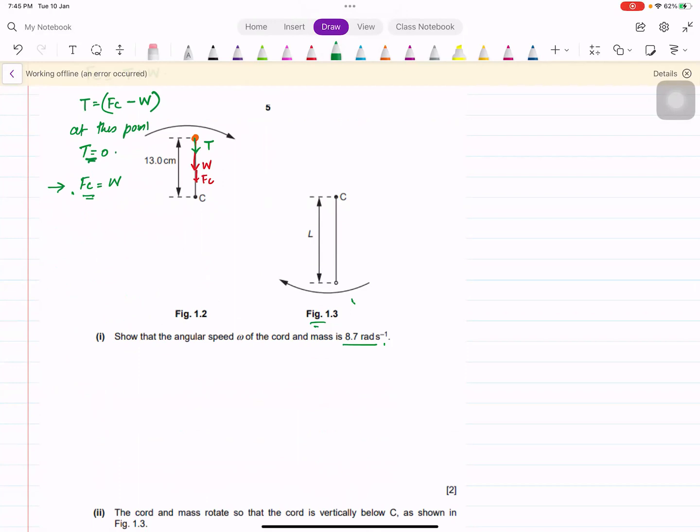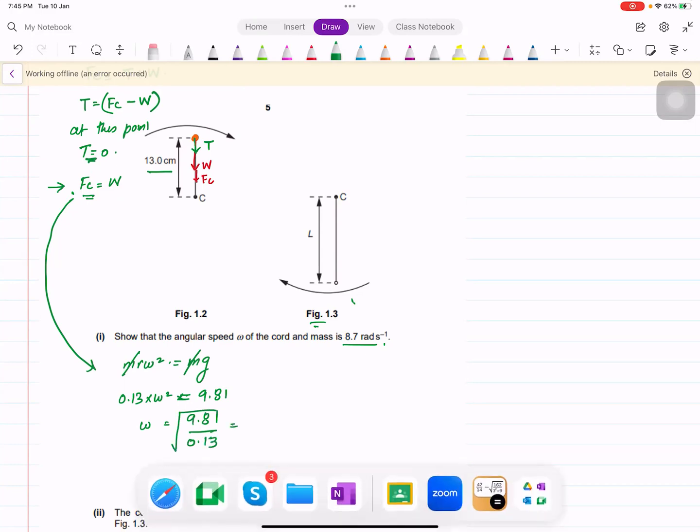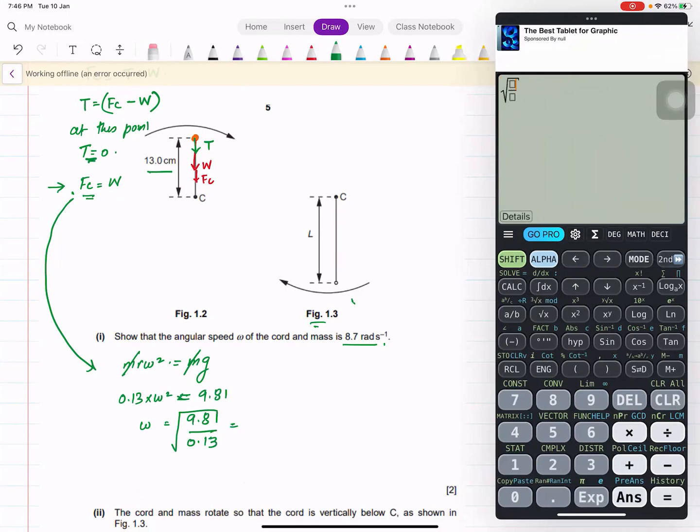Now, what you guys need to understand is that from this part, we understood that m r omega squared, which is the centripetal force formula, is equal to mg. So mass and mass cancel out. The radius at that point is 13, so we're going to write 0.13 times omega squared equals g, which is 9.81. So omega is going to be the square root of 9.81 divided by 0.13. Now let's try to do this. So 9.81 divided by 0.13 is 8.7 radians per second, shown. Okay. All right.